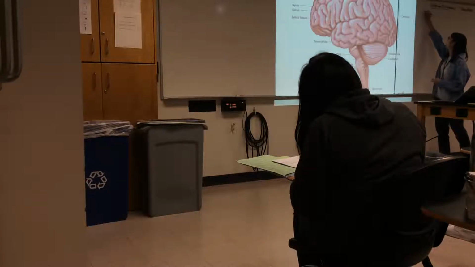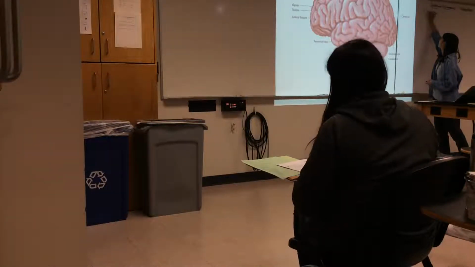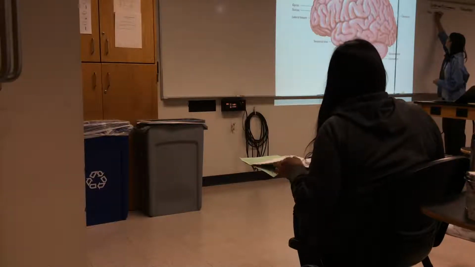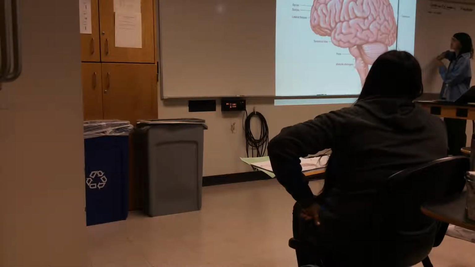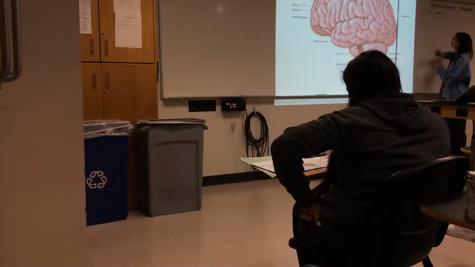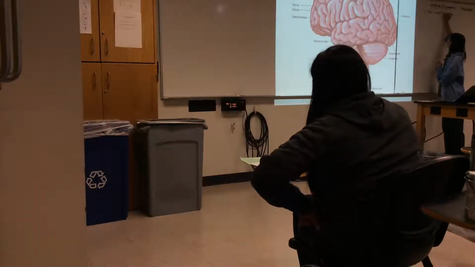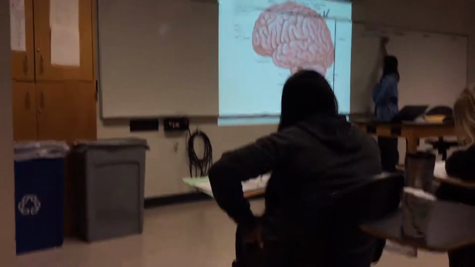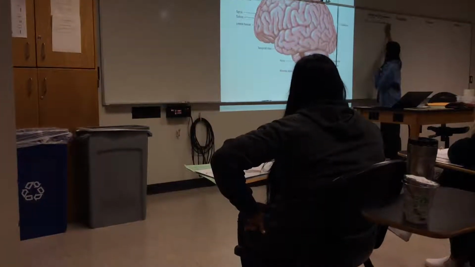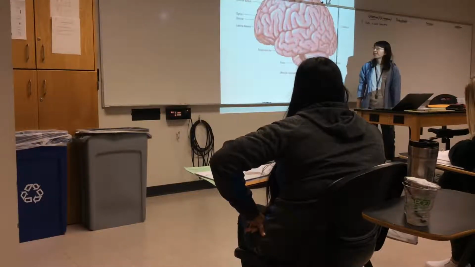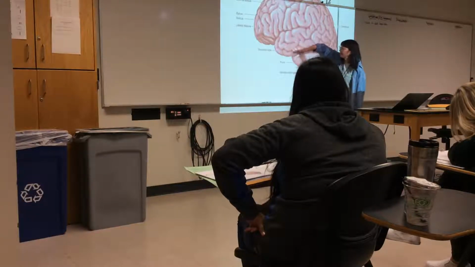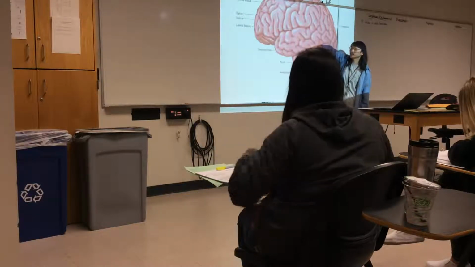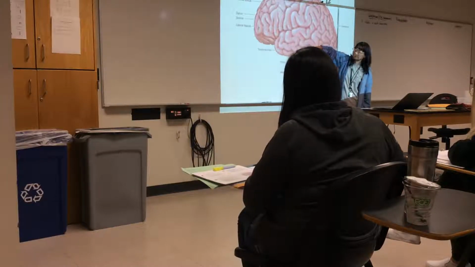The cerebrum has 5 lobes in each hemisphere. Okay? And the lobes. Okay, so all this crinkly thing from here on up, all of that is cerebrum. Does that make sense? Okay.